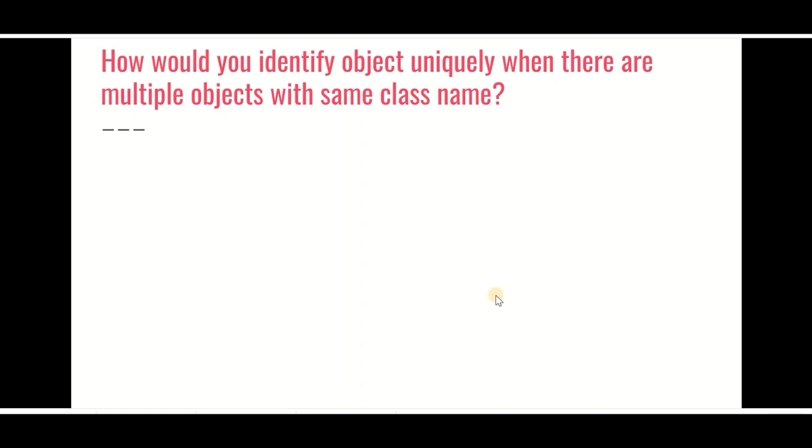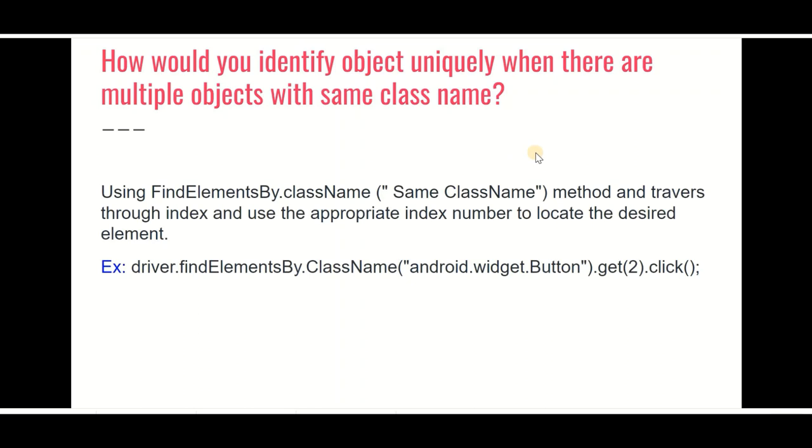The next question, question number 9: how would you identify an object uniquely when there are multiple objects with the same class name? It is a very common issue, and if you're an Appium expert, you're supposed to know it. So use find elements by class name, the common class name method, and traverse through the index and use the appropriate index number to locate the desired element. Here is an example: driver.findElementsByClassName. Since it is a common class name, it returns multiple objects. So that's why you have to use findElements, and then you will have to use exactly the index number of the element related to your object, like .get, this is the index number, and then whatever action you want to perform, like click.